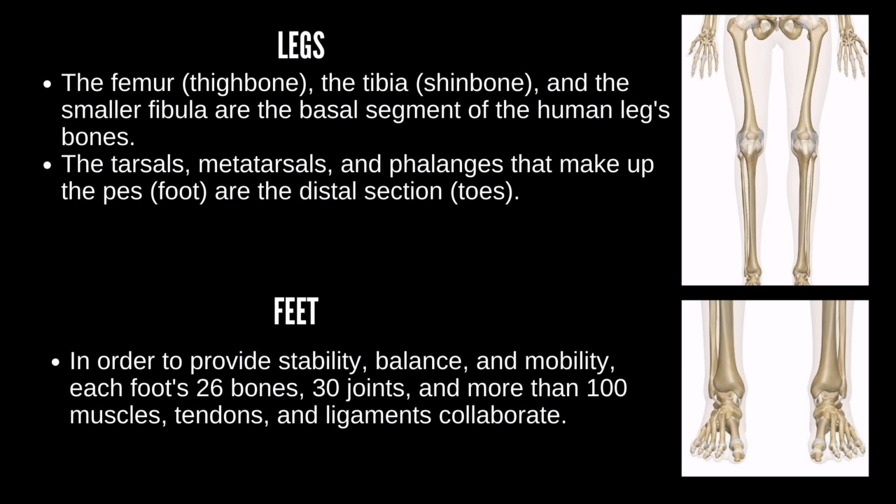Feet. In order to provide stability, balance, and mobility, each foot's 26 bones, 30 joints, and more than 100 muscles, tendons, and ligaments collaborate. The foot is the lowermost point of the human leg. The feet are flexible structures of bones, joints, muscles, and soft tissues that let us stand upright and perform activities like walking, running, and jumping.